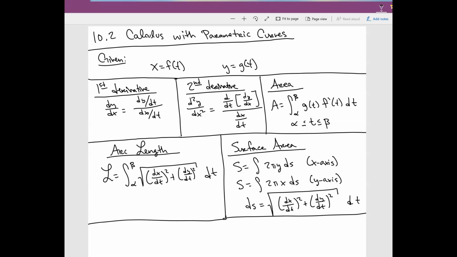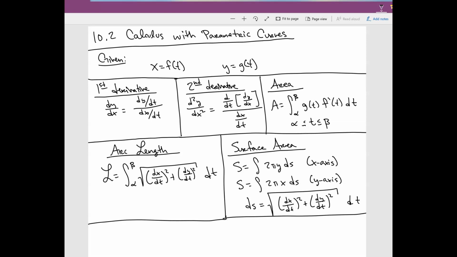You can see that most of these formulas are things that we've learned in Calc 1. In Calc 1, we learned about the first derivative, the second derivative, areas under the curve, arc length, and surface area. So a lot of these formulas should look a little familiar. There are a couple of things that are changed now that we have parametric curves.